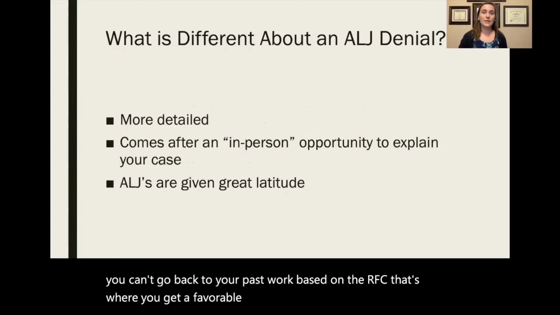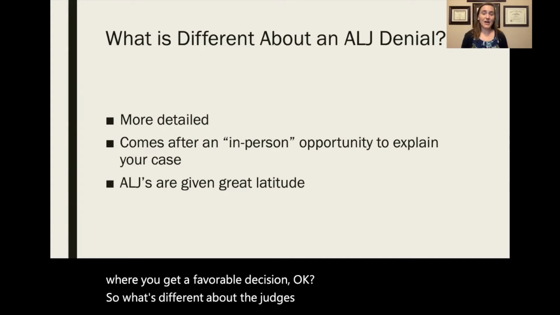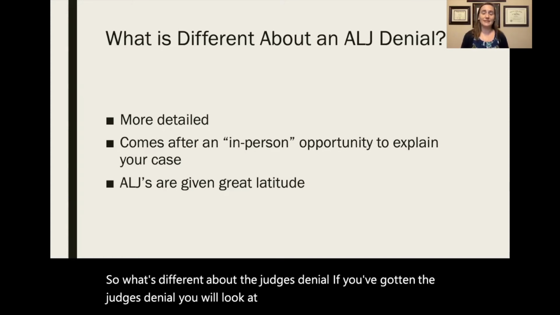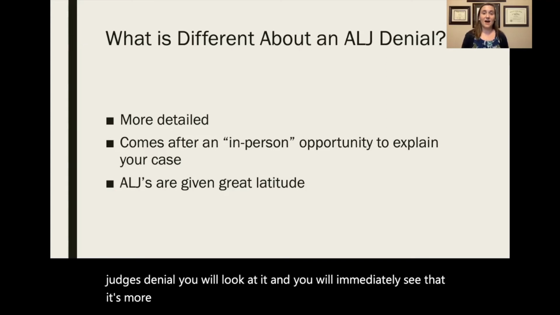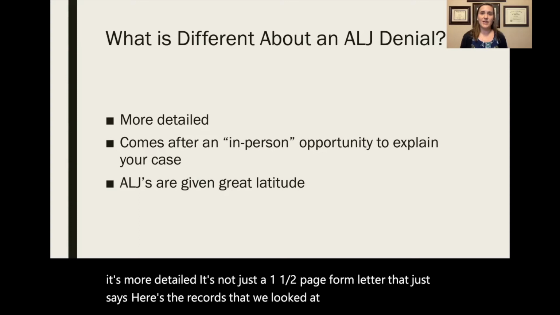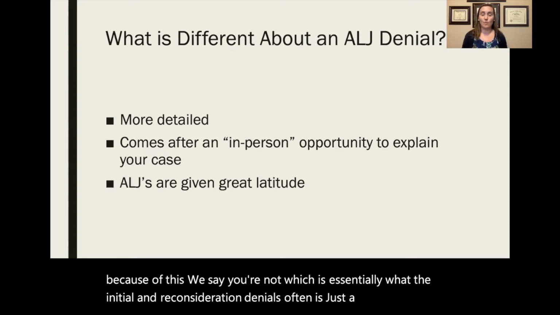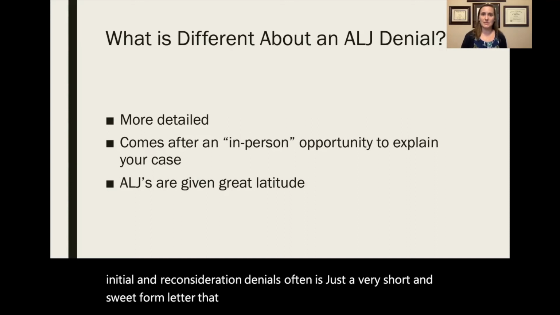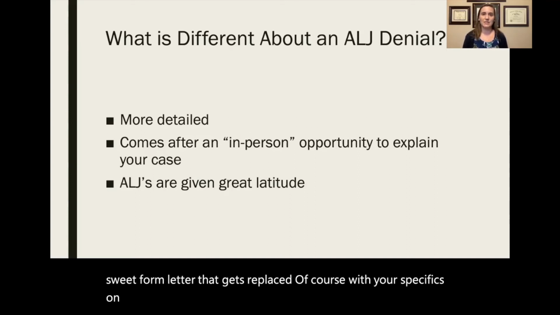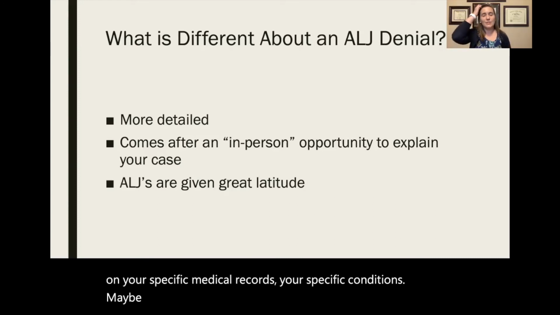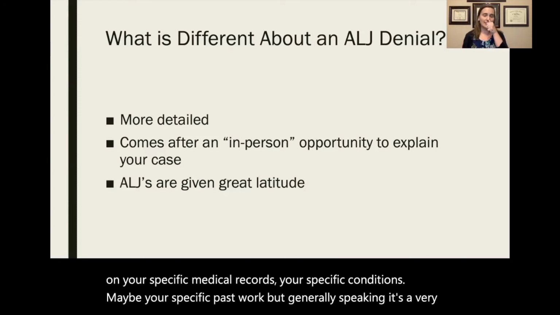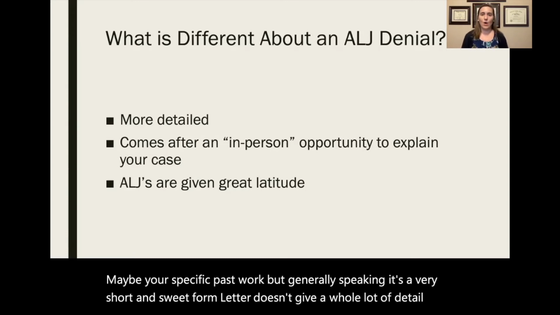Okay. So what's different about the judge's denial? If you've gotten the judge's denial, you will look at it and you will immediately see that it's more detailed. It's not just a 1.5-page form letter that just says, here's the records that we looked at. You say you're disabled because of this. We say you're not, which is essentially what the initial and reconsideration denials often are. It's just a very short and sweet form letter that gets replaced, of course, with your specifics on your specific medical records, your specific conditions, maybe your specific past work. But generally speaking, it's a very short and sweet form letter. It doesn't give a whole lot of detail, a whole lot of knowledge on why they denied that case.